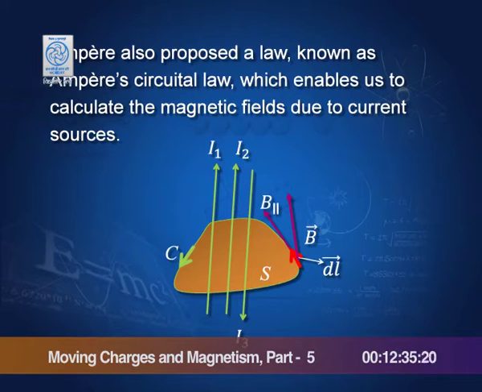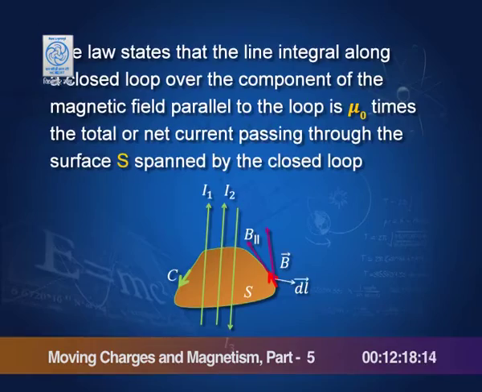Ampere also proposed a law known as Ampere's circuital law, which enables us to calculate the magnetic field due to current sources. You see, we have seen that currents are sources of magnetic fields. So, Ampere proposed this law, which allows us to calculate the magnetic field due to various currents.